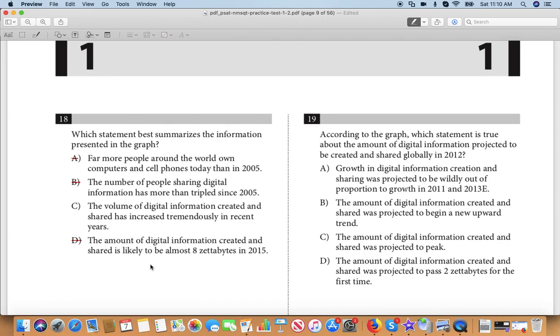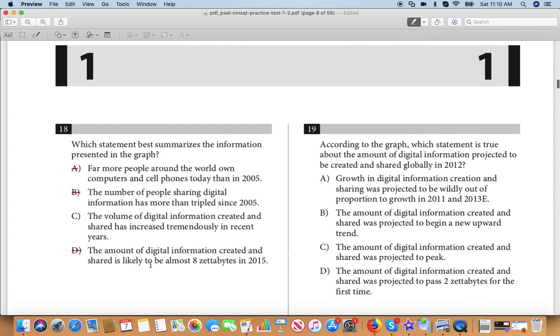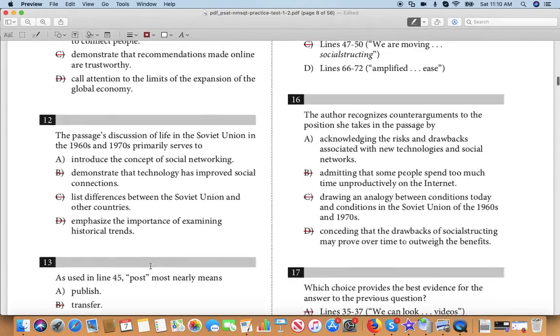Gotcha. Okay, question number 19. Go and read it for me. You're doing great. According to the graph, which statement is true about the amount of digital information projected to be created and shared globally in 2012? Let's test the answer choices. Go and read A. Growth in digital information creation and sharing was projected to be wildly out of proportion to growth in 2011 and 2013. Okay, let's go back. Was it projected to be wildly out of proportion to growth in 2011 and 2013?